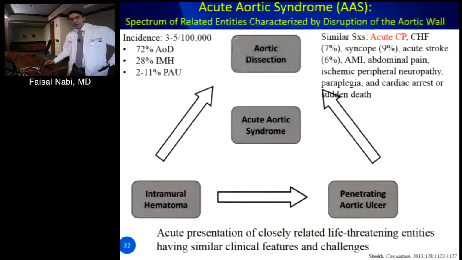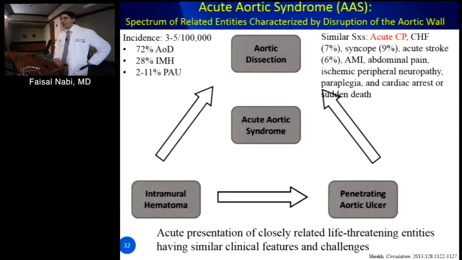Okay, so the final part of this talk is other insults to the aorta, acute aortic syndromes. And this is really where we're going to spend most of our time. You should know that these are all a related spectrum of diseases. They have a common clinical presentation. They frequently have common risk stratification and common therapies involved. Their incidence is about 3 to 5 per 100,000 patients. Most common are aortic dissections at 72%. IMH follows at the next third. And to a smaller degree are the penetrating aortic ulcers.